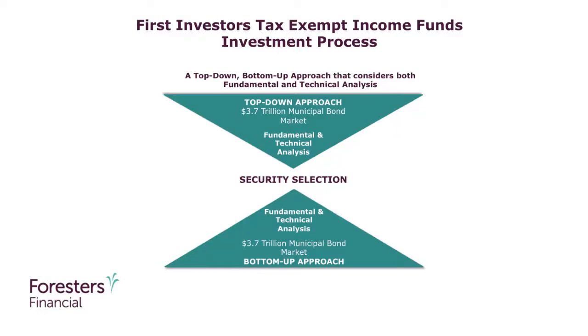Now, the bottom-up part of our investment process is how we select specific securities. And we do that through credit analysis of the yield curve, sector underweights and overweights, and we go through a process where we select a specific security to buy and put in our portfolio, or alternatively come to a decision to sell a security in our portfolio. So two parts to the investment process, bottom up and top down.